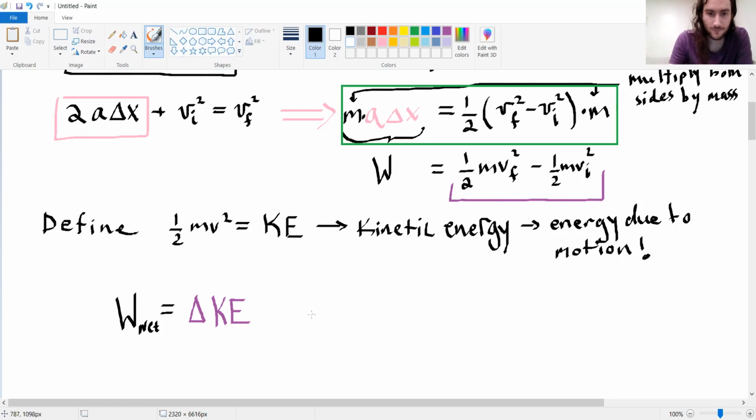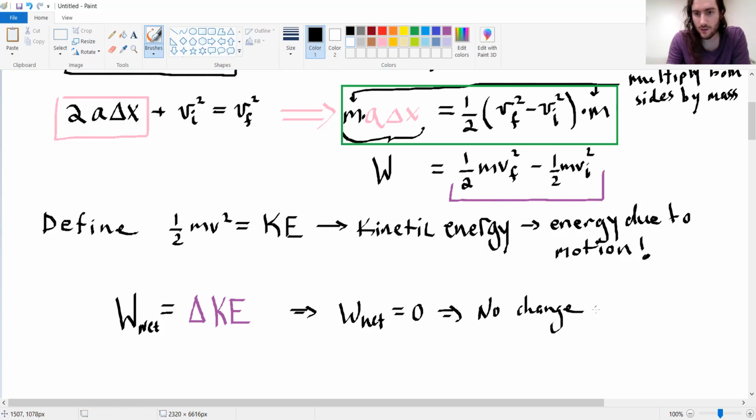Okay, so if the net work equals 0, no change in kinetic energy.